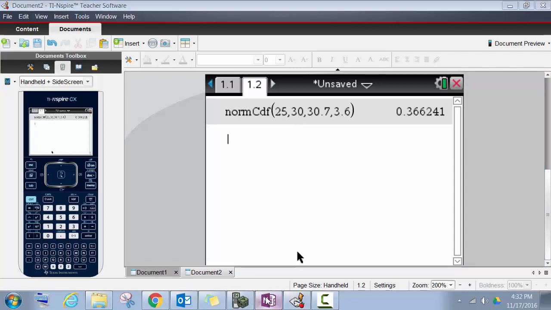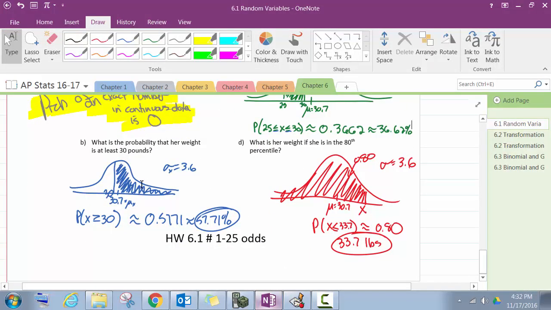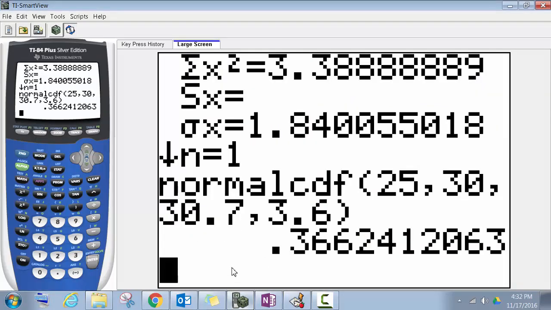Same thing. What is the probability that her weight is at least 30 pounds? At least means 30 or more. So the probability of x is greater than or equal to 30. Again, we label our mean. 30 is on the left side of our mean, and we're shading to the right because we want greater than. So we know it's going to be over 50%. And we label our sigma. And we do the same thing.